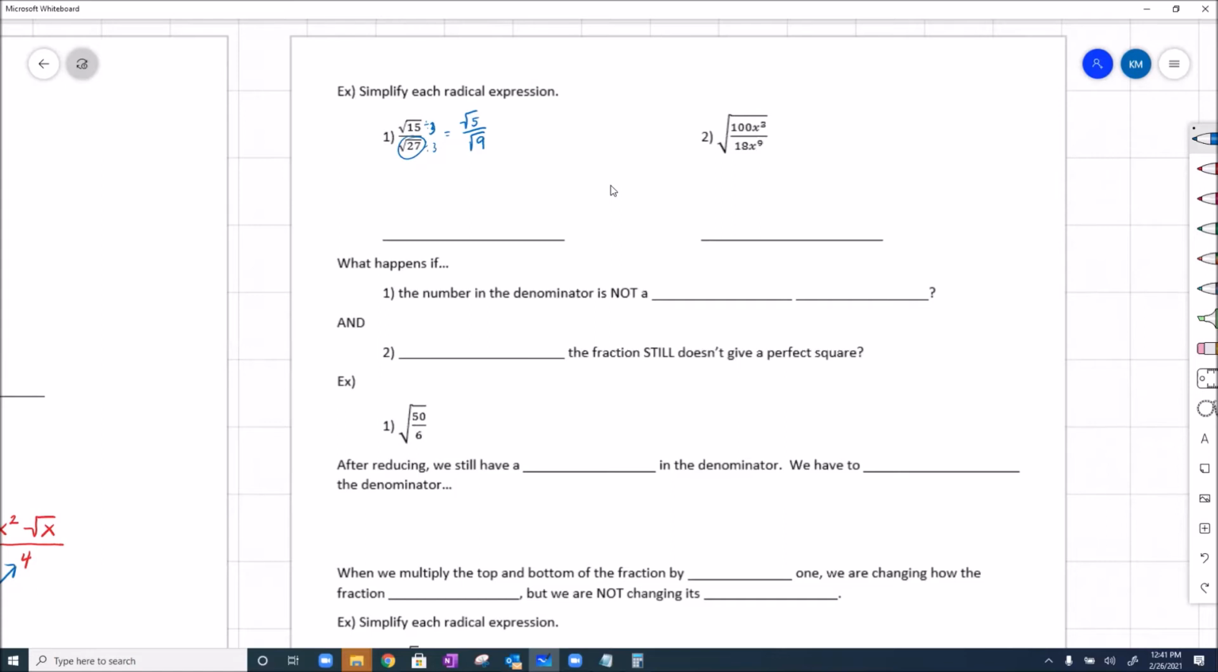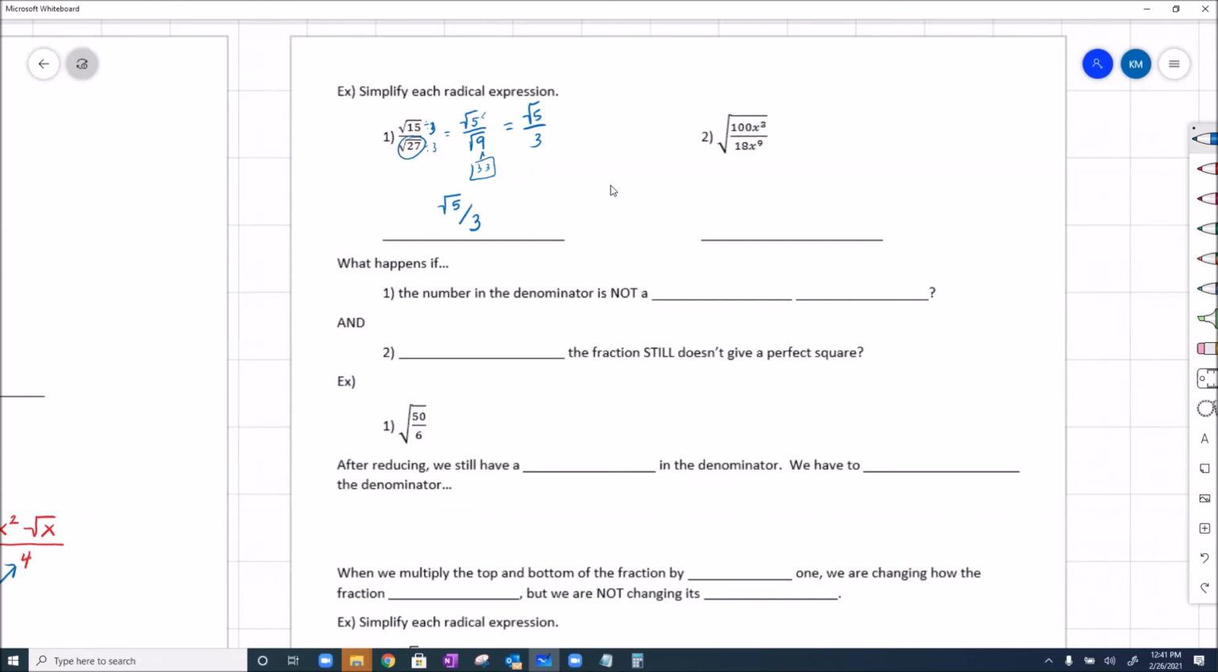Okay, and so now we notice that, hey, on the bottom, we have 9. Square root of 9 is 3. Square root of 5 is only 5 and 1, so we can't really break that down any further. Our answer is radical 5 over 3. That's our final simplified answer. Remember, it is okay to have a radical in the numerator. It is not okay for us to have a radical in the denominator. So this is a good answer.